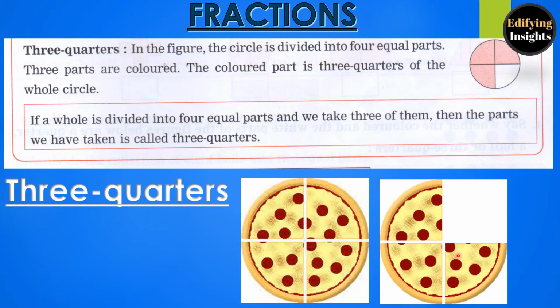In the figure also, the circle is divided into 4 equal parts. 3 parts are colored. The colored part is 3/4 of the whole circle. If a whole is divided into 4 equal parts and we take 3 of them, then the parts we have taken are called 3 quarters.